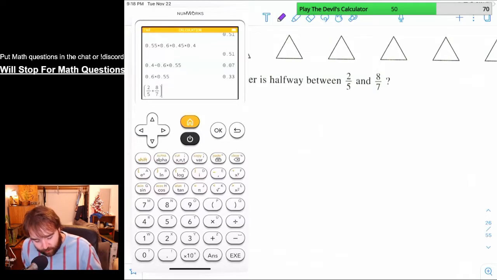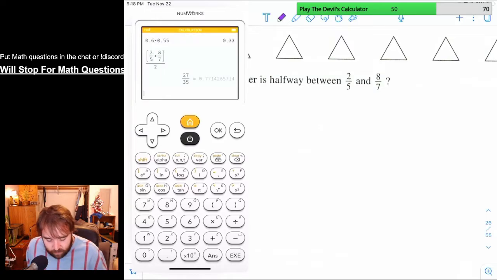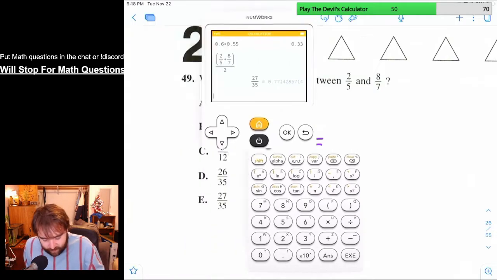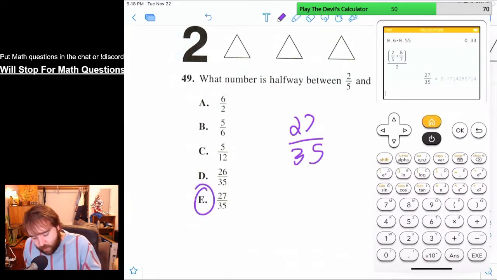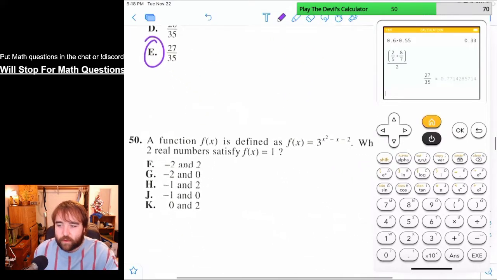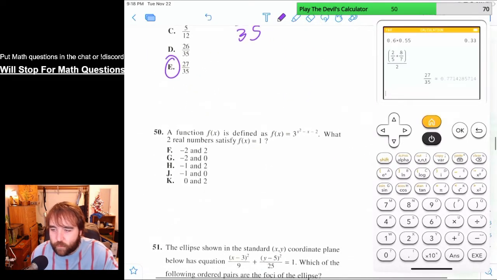So how do you find the middle of two numbers? You just average them. So we'll just add those together and divide by 2. And they tell us 27 over 35. Is that an answer? Yeah. So we're just adding them together, divide by 2. You can do that no calc, but you have a calculator. So we're just going to use the calculator.